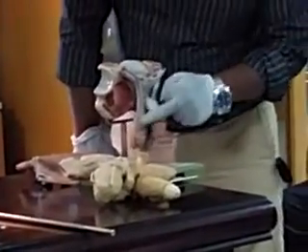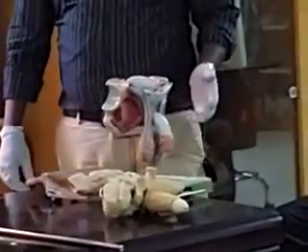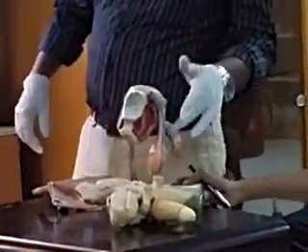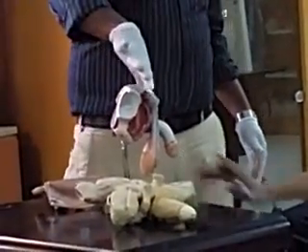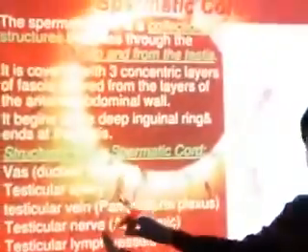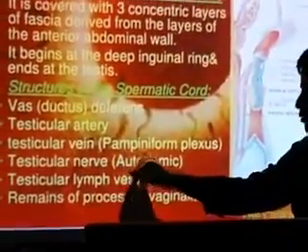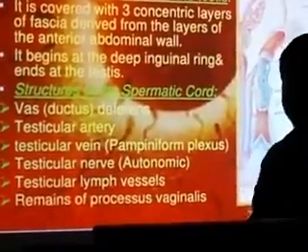This is the cremasteric muscle. These red lines represent the cremasteric muscle, very important. Here the dartos muscle is replaced by the cremasteric muscle, which is the continuation of the internal oblique muscle of the anterior abdominal wall. So the contents are very important: the ductus deferens, testicular artery, testicular vein in the form of a plexus, which we call the pampiniform plexus of veins, testicular nerve and lymph vessels.